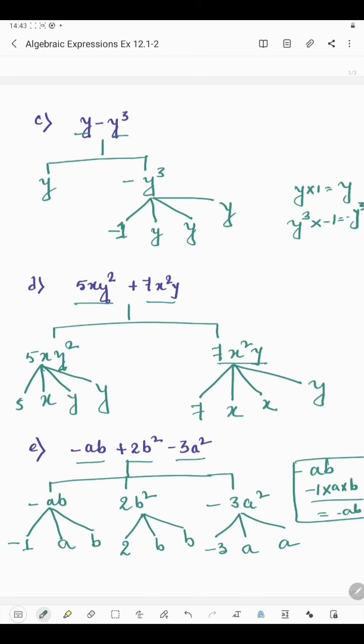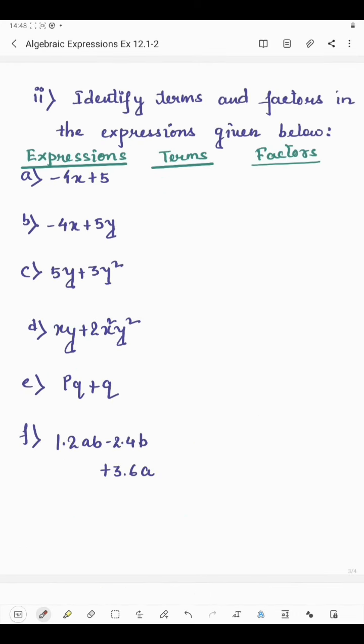Okay, now coming to the second part. Question number 2 says identify terms and factors in the expressions given below. So here we will have to identify terms and factors, but here we don't have to make the T diagram. We will just identify the terms and factors in the expression given below.